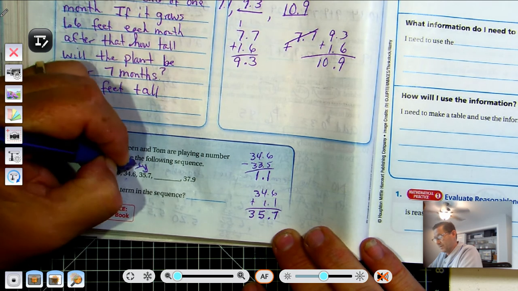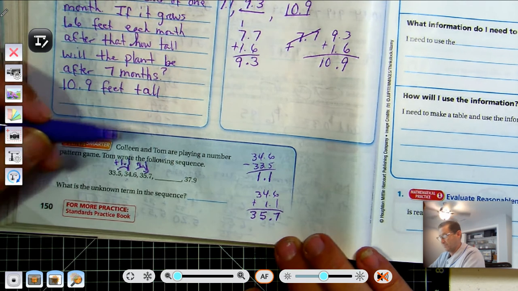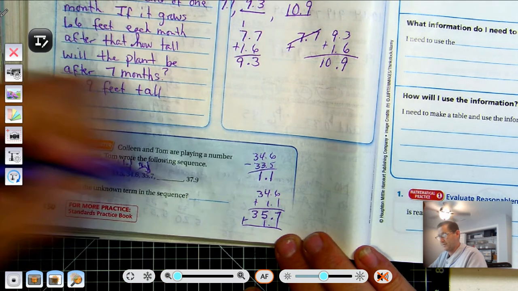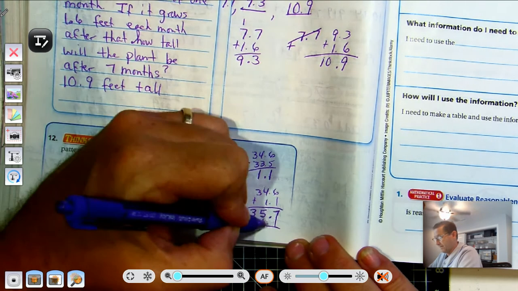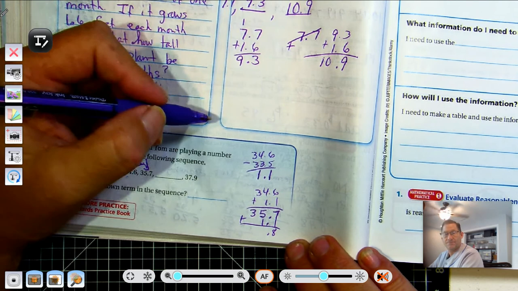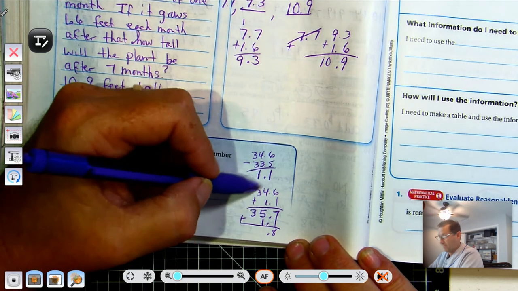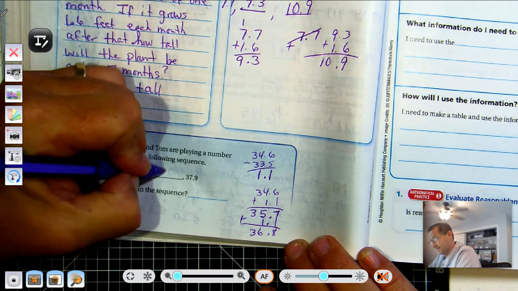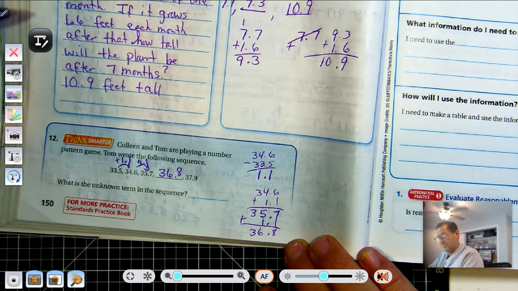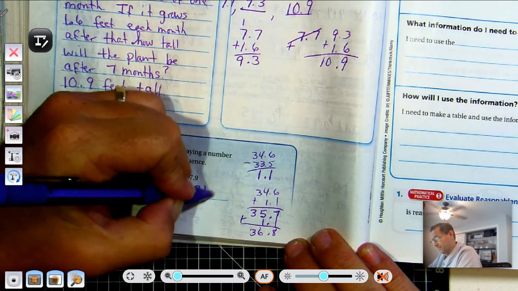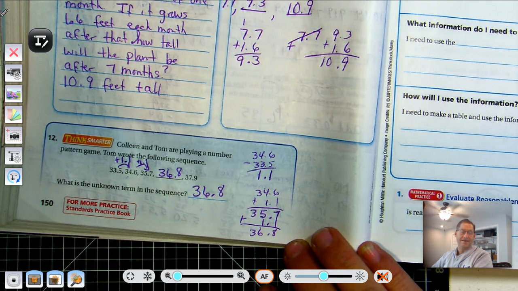So he's adding 1.1. So let's just add 1 and 1/10. That'll tell us the missing number. 7/10 and 1/10, 8/10. Place the decimal, and 35 plus 1 is 36. So the unknown number is 36 and 8/10.